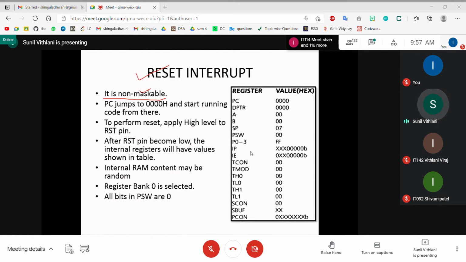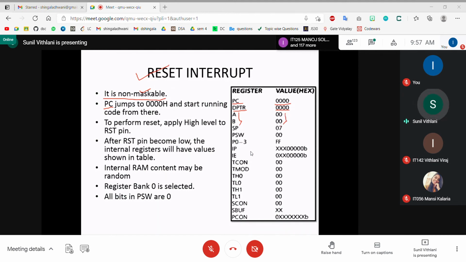And when we press reset, when you provide logic 1 to the reset pin of our controller, your controller will be reset. What will be the status of the program counter? The program counter will become 000. Same way, what will be the status of DPTR? It will again be 0. What will be the status of A and B or the general purpose registers? They will again be cleared.